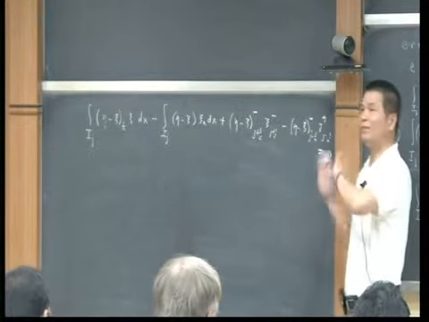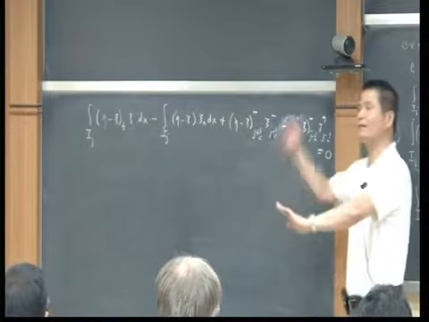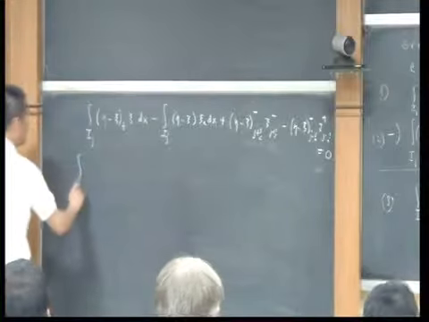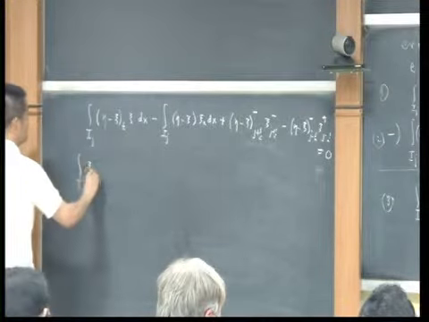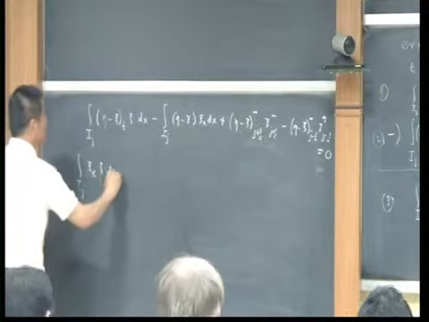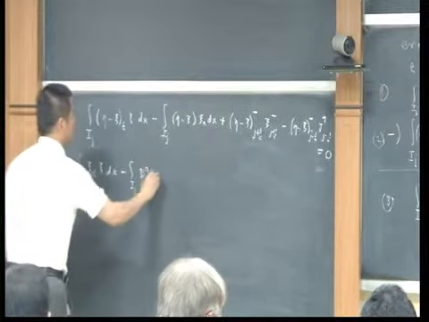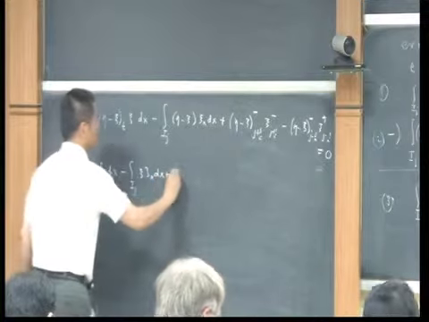Let me move everything involving xi to one side, involving eta on the other side. So I would get on the left side very good things, which I really like. Xi x, x plus xi minus.